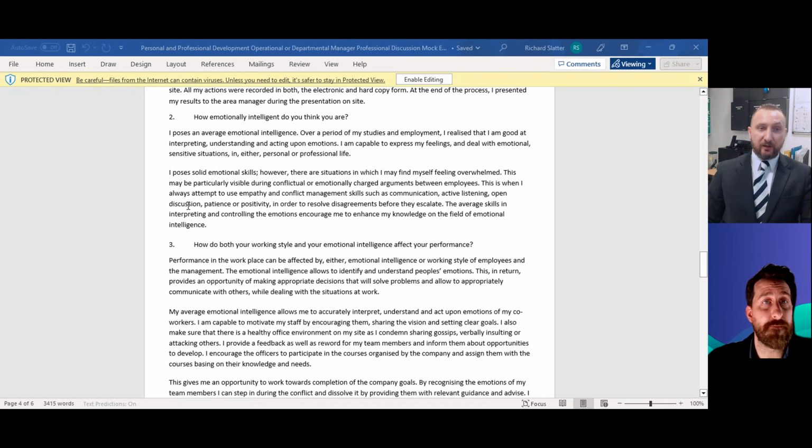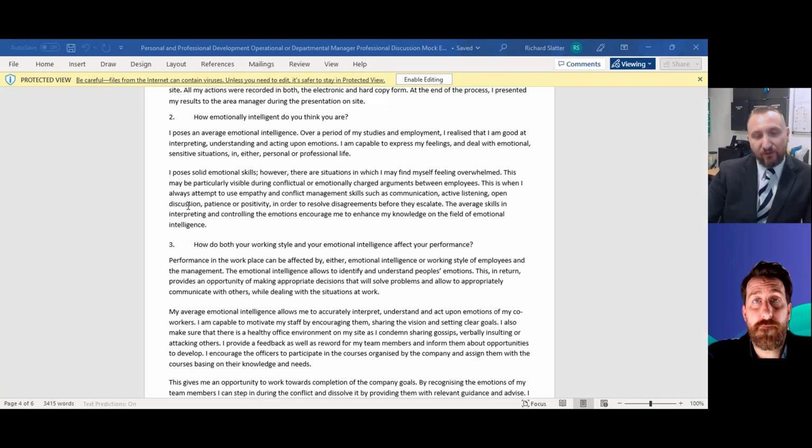Of course, I possess an average emotional intelligence. Over a period of my studies and employment, I realized that I'm good at interpreting, understanding, and acting upon emotions. I'm capable of expressing my feelings and dealing with emotionally sensitive situations in either personal or professional life. I possess solid emotional skills.